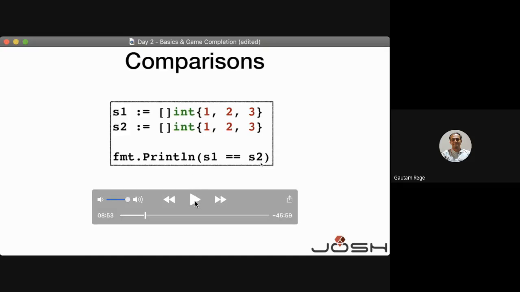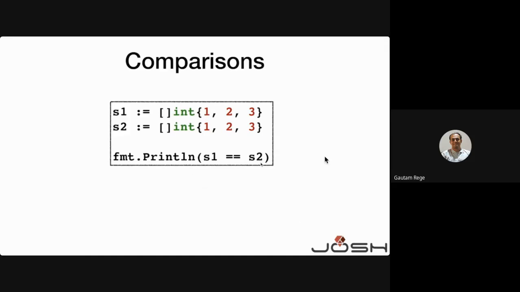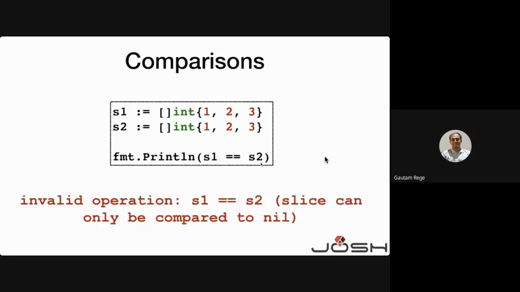Let's see who got it right. Playing the video. False. And who said false? Anil, why do you think it's false? Because it contains an address. So S1 will have an address and S2 will have an address, and they both will be different. Correct. Not just that, this is a compiling error. You cannot compare two slices.